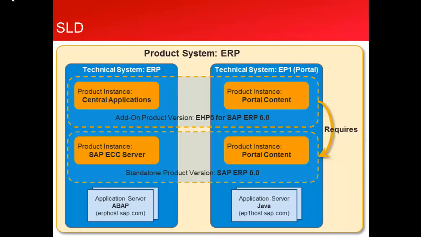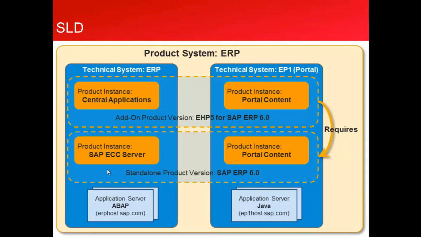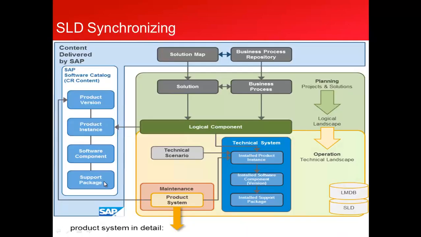Here you can see that this is explaining the product version. SAP ERP 6.1 is one product version. Then you have add-on version product. Then you have product instance defined. Product instance is a central application. Here the product instance is ECC server. So for the portal side you have product instance as portal content. So we have seen product version, product instance, software component.